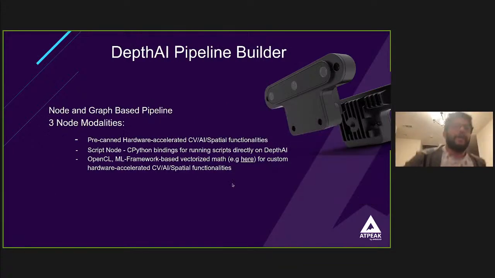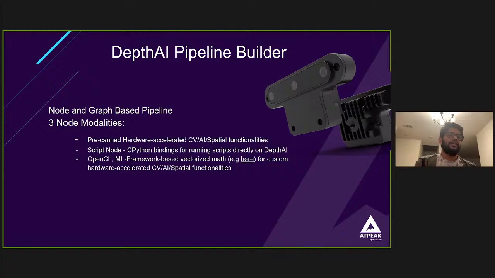So how is DepthAI built? DepthAI is built in the form of a node and graph-based pipeline. It consists of 3 basic types of nodes, which are pre-canned hardware accelerated CV, AI, or special functions. It contains a script node, using which you can write a small Python function to do some mathematical work, like finding a tan angle. Or if you get a result from the object detection, which is normalized, you can write a small script to unnormalize it and then feed it back to another node to modify it, to rotate it. So that's the purpose of the script nodes that we have added here.